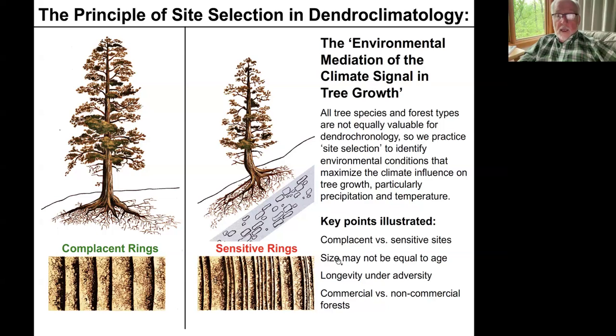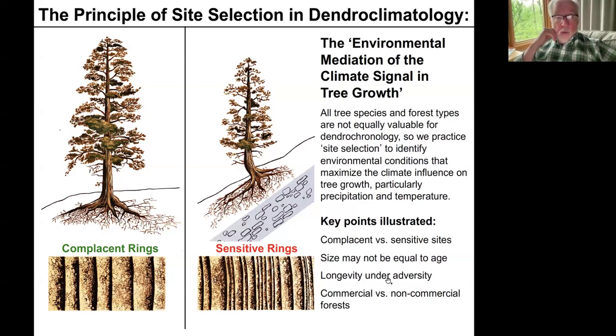I mentioned that. Size may not be equal to age. This is a much bigger tree, but he grew faster and tends to die young. This guy was growing on the side of the hill with reduced moisture, and he grew more slowly and achieved a greater age. In fact, Edmund Schulman, who studied the bristlecone pine, introduced the idea of longevity under adversity, that some of our oldest trees known on Earth grow in extremely adverse conditions.